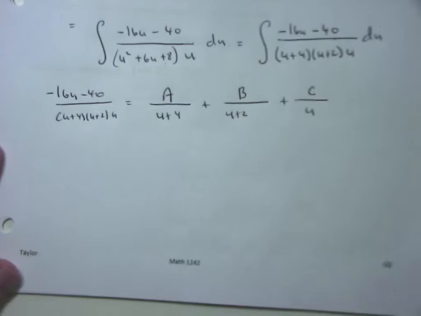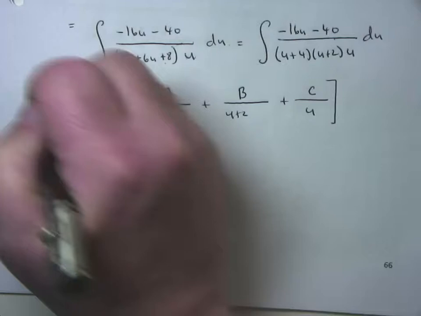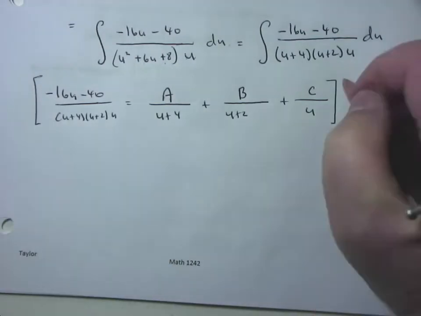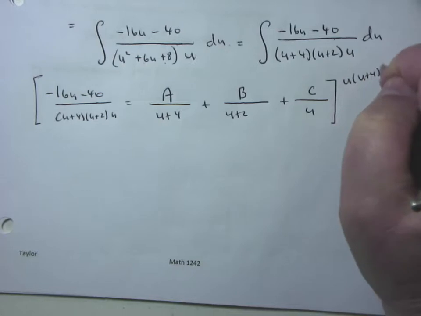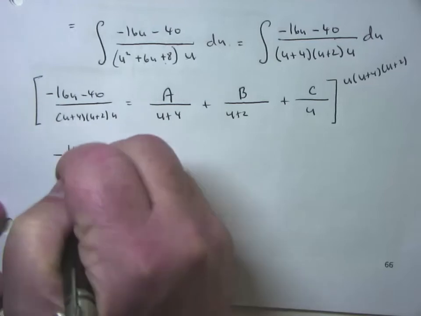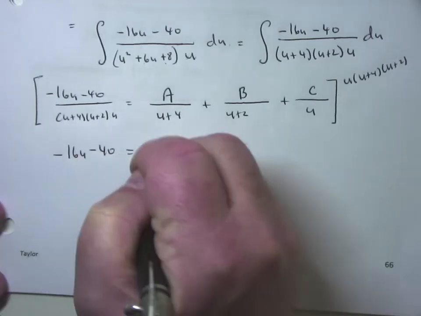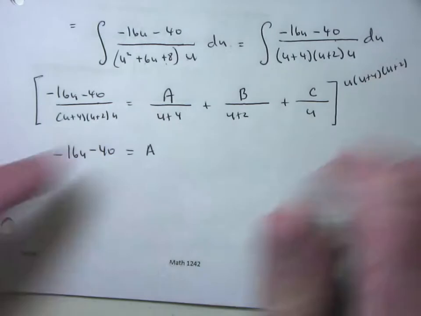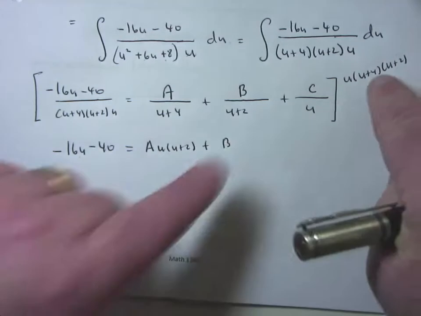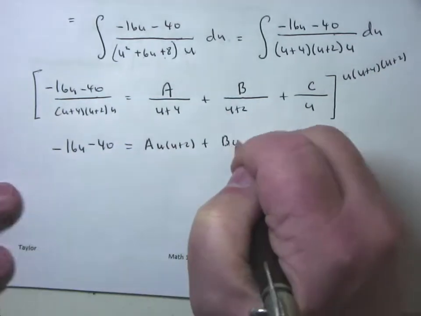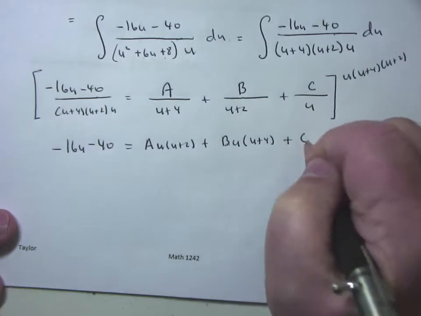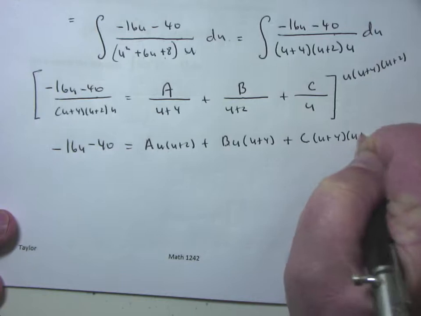So now, I'm going to multiply my entire equation by my common denominator of u times u plus 4 times u plus 2, and the entire denominator cancels. I'm left with negative 16u minus 40 is equal to A times, here the u plus 4s cancel, I'm left with u times u plus 2, plus B, here the u plus 2s cancel, I'm left with u times u plus 4, plus C, here the u cancels, I'm left with u plus 4 times u plus 2.